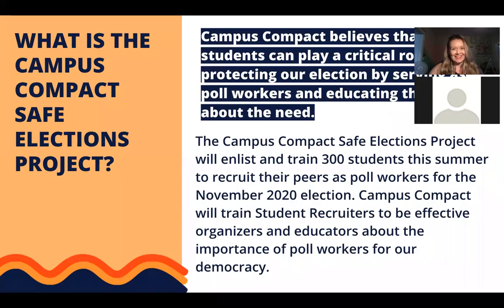What Trevor said. So that's the problem, but it leads us into the next part, which is the solution. What are we going to do about this nationwide poll worker shortage? Well, that's the question that we were asked, and our answer was the Campus Compact Safe Elections Project. We believe that college students can play a critical role in protecting our election by stepping up to serve as poll workers and by educating their peers about this need.